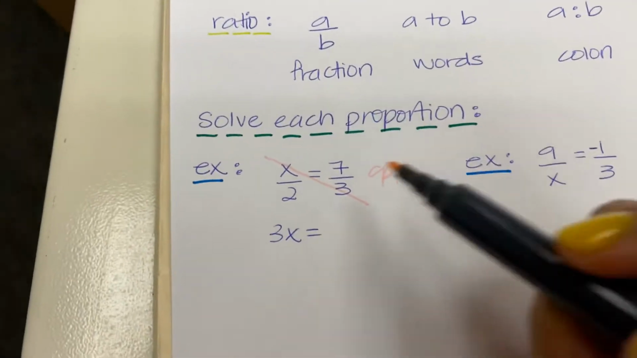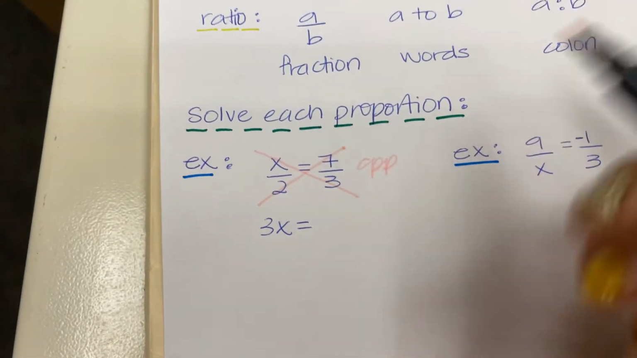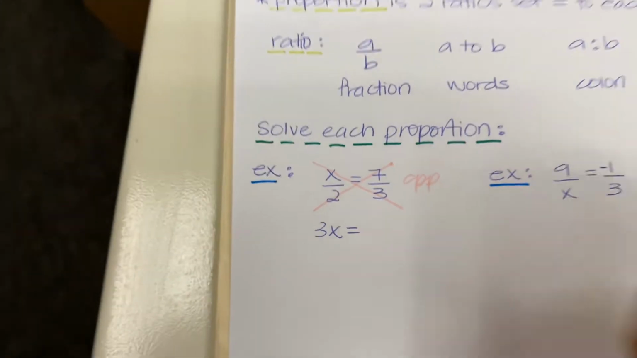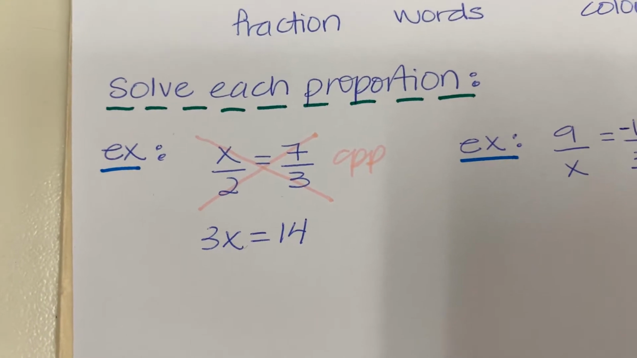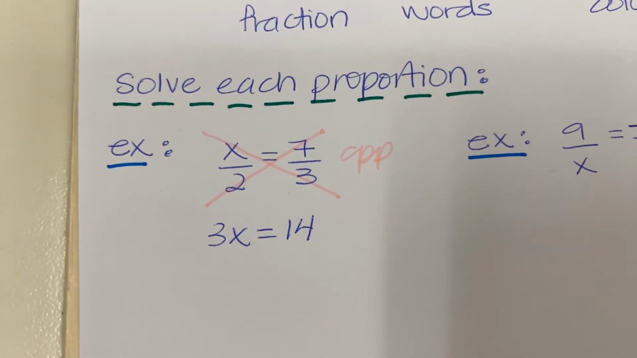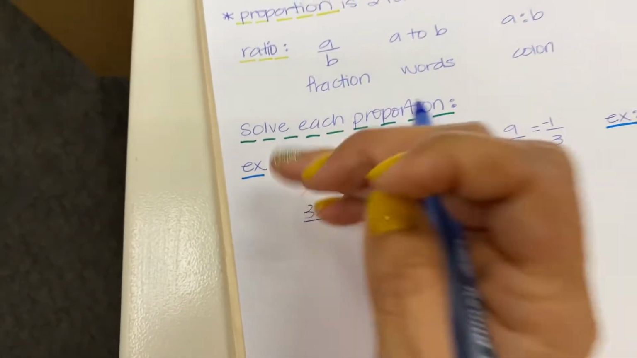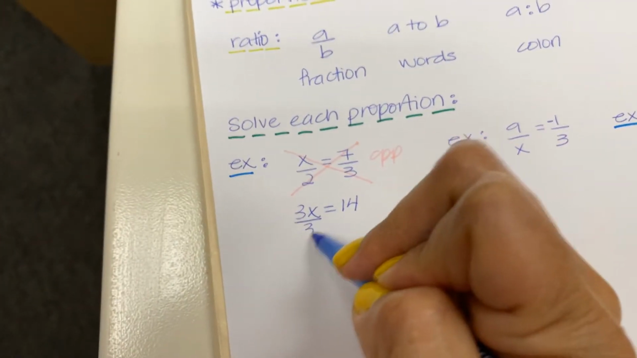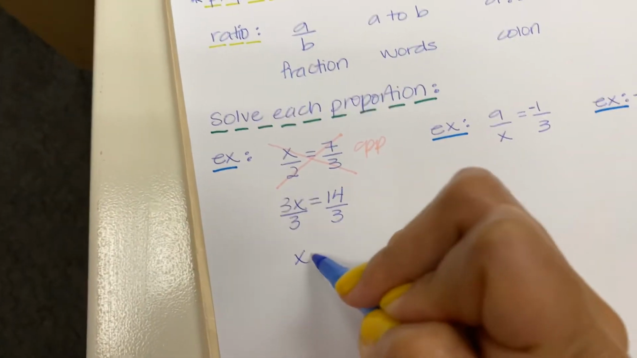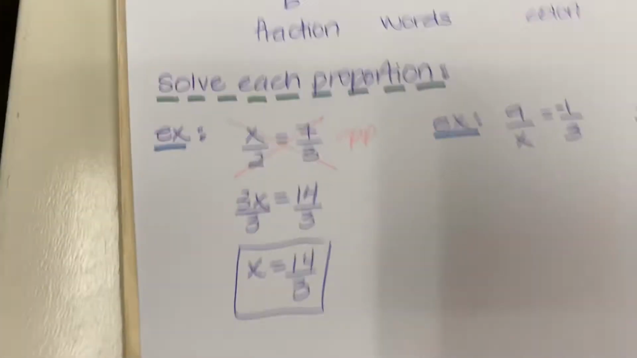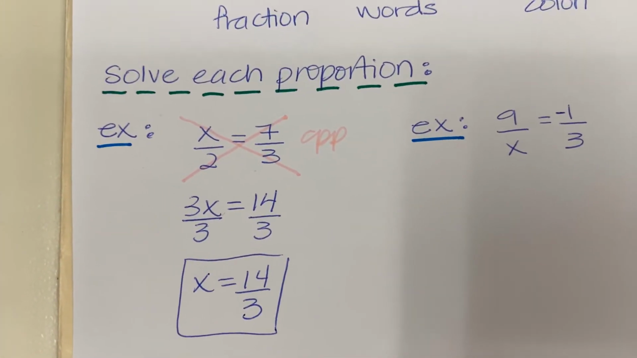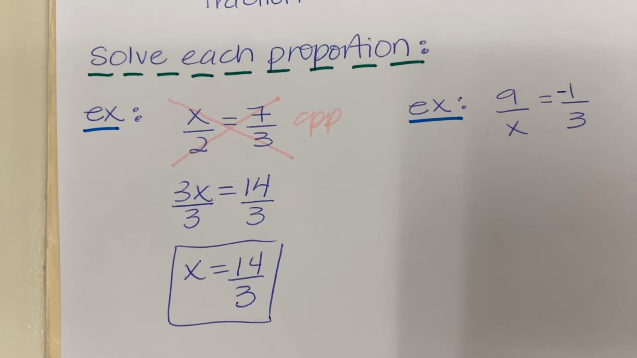And now diagonally cross the other way. 2 times 7 gives me 14. And now you just inverse operate. We're solving for x, because it says solve each proportion, so divide by 3. You can leave your answer as this fraction, or my calculator is way over there, or you can give me the decimal.